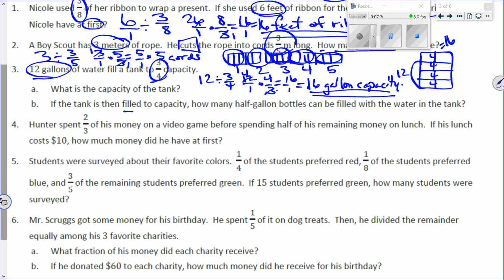Now, the tank is filled to capacity. How many half-gallon bottles can be filled with the water in the tank? So now that I've got the 16, I'm dividing it into half-gallon bottles. Correct? So again, to divide by a fraction, instead I'm going to keep, so I'm going to make this an improper fraction, put a 1 on the bottom, change to multiplication, flip, 2 over 1, just have 1s on the bottom, so 16 times 2 gives me 32. So 32 bottles can be filled. Make sense?